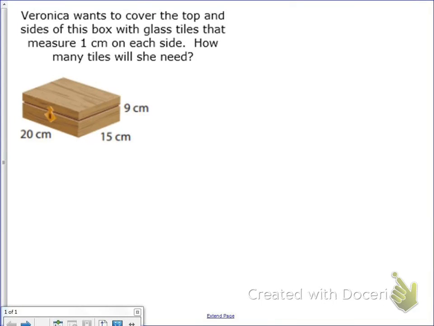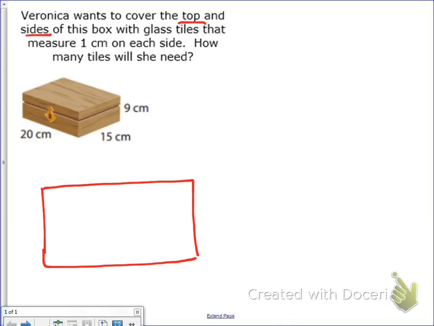Alright, so today we're going to learn how to draw nets from solids and then find surface area from those nets like we've been doing for a little while. So we have this rectangular prism that Veronica wants to cover the top and the side only of this solid. So what we need to do first is convert this solid rectangular prism to its net form. Remember, the net is the flattened 2D representation of this rectangular solid prism.